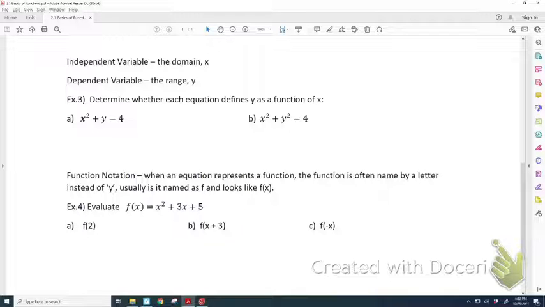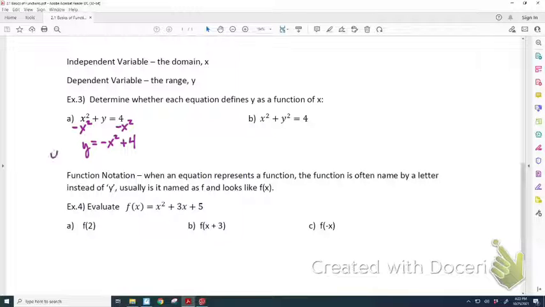Remember, no x can be repeated more than one time. So when I solve this thing for y, I get y all by itself. I get an equation that looks like this. If I plug in an x value, I'm just going to get one y value. So if I plug in, for example, 1, and I square it, and I get -1, and then I get 3. If I plug in anything else, I'm always going to get one value.